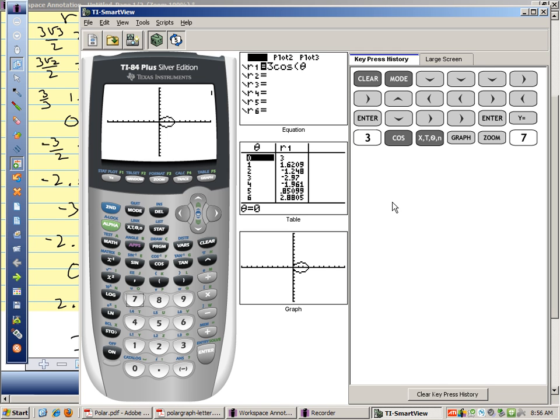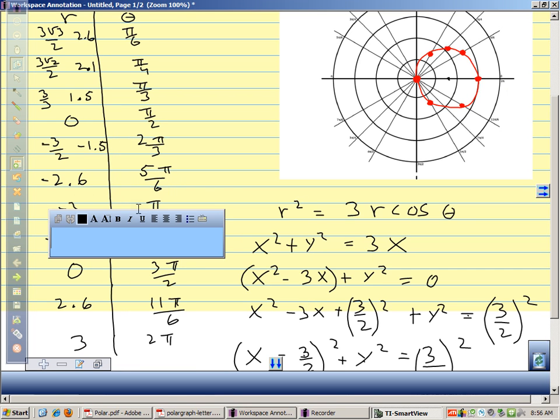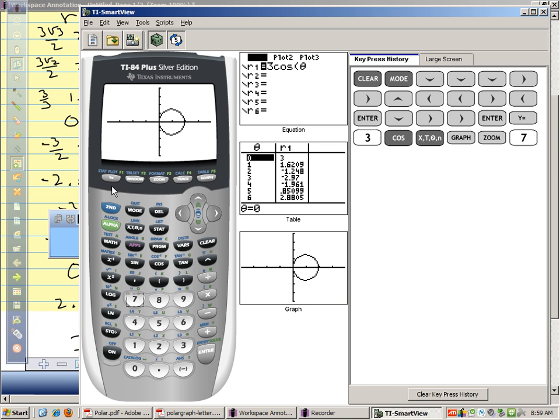You might have, I bet you have your stat plots on. So go to, let's see, how do we do that? Go to second, whoops. For sure, I got it. And you want to turn those off. It probably is trying to graph something from a table of values.